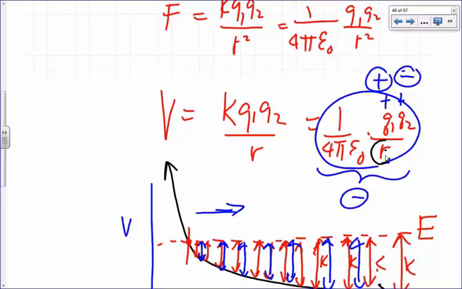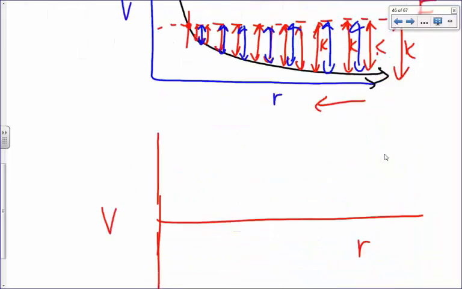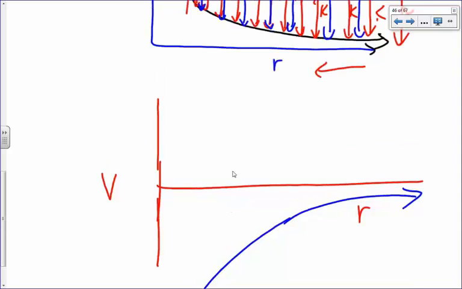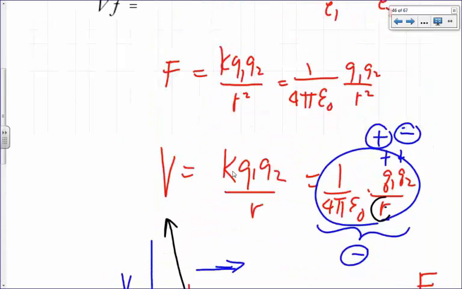When R is very large, what happens? It approaches 0. When R is very small, it becomes very large but negative, right? So the plot of your potential energy is going to look like this. It's going to approach 0 as R approaches infinity, and it goes to a very large negative number as R approaches 0. So that's what your potential energy expression looks like, and that's what the curve looks like.